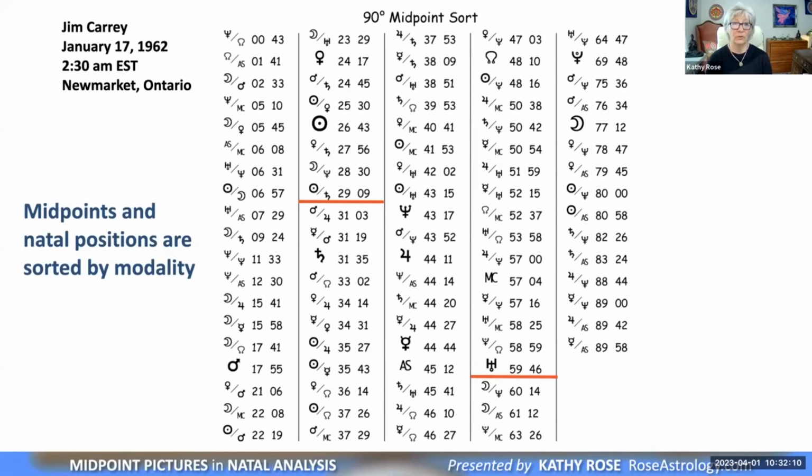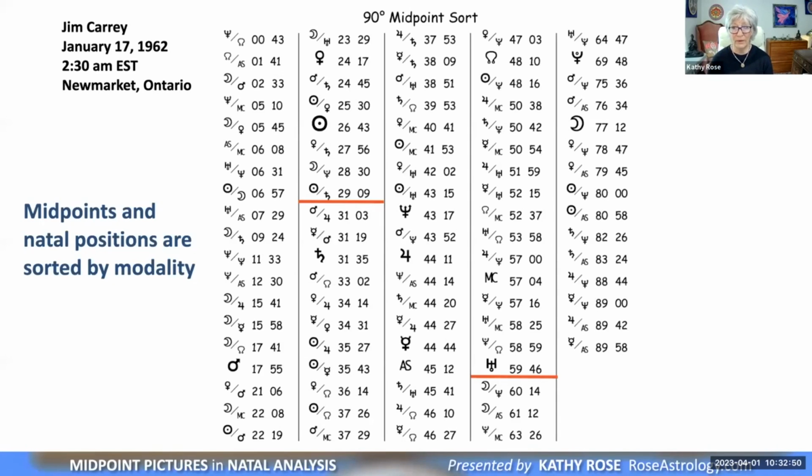So what you have up on screen is for Jim Carrey, the actor. And I have added these red lines. So this is my annotation on here because I wanted to show you that the first 30 degrees in a 90-degree midpoint sort will be all of the natal planets or angles or midpoints in the cardinal modality. So from 0 actually to 29°59', you are going to see midpoints and planets in the cardinal modality. You will not know what sign, but you will know it's in the same modality.